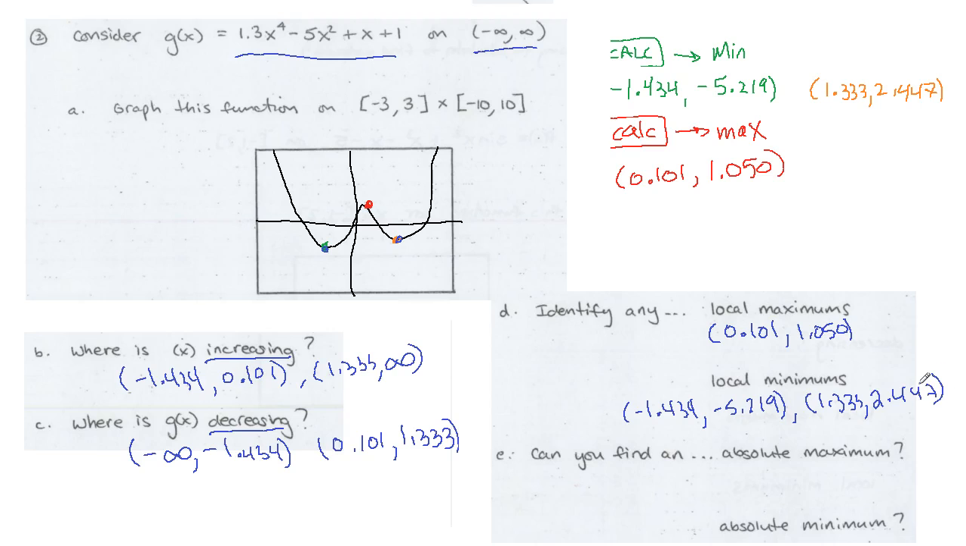I do want to point out when we're talking about local maxes or local mins, of course, you can have multiple ones, as we see here. Any top of any hill is a local max, any bottom of any valley is a local minimum.